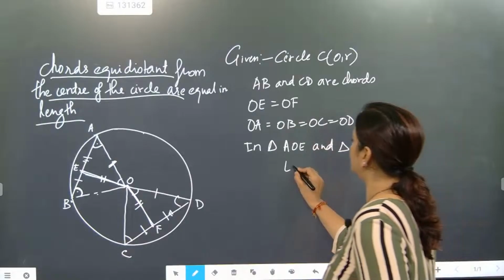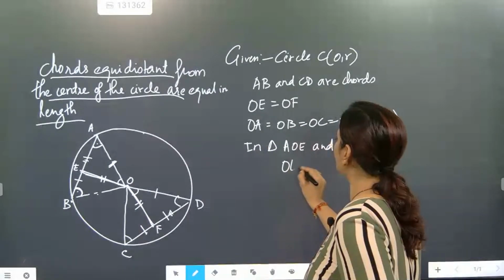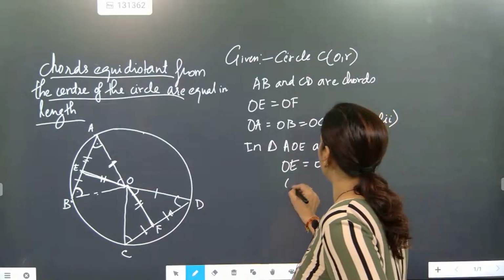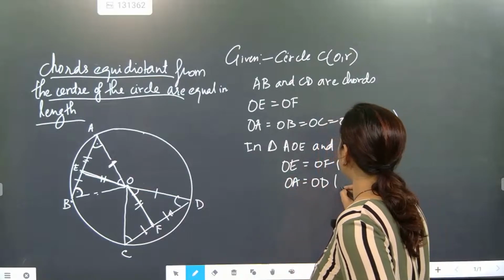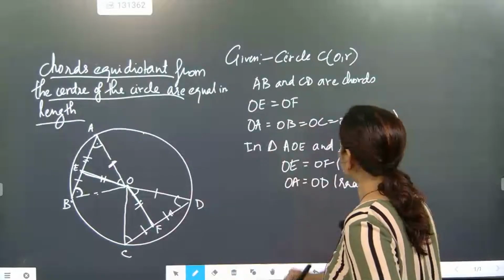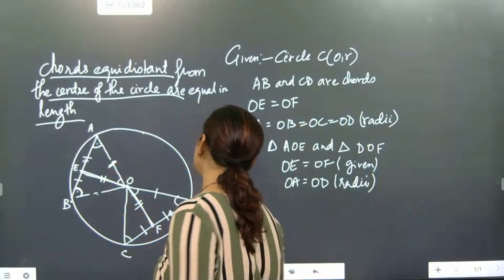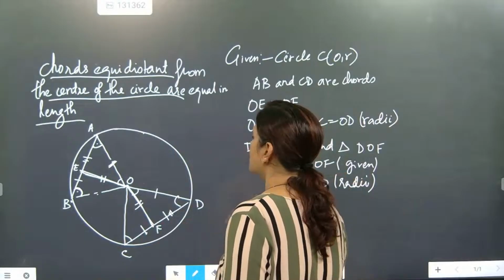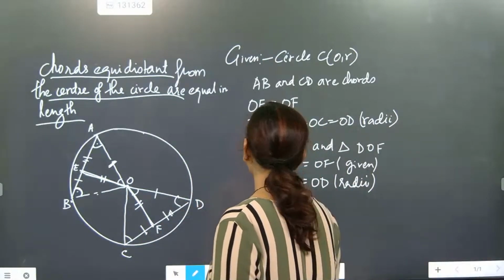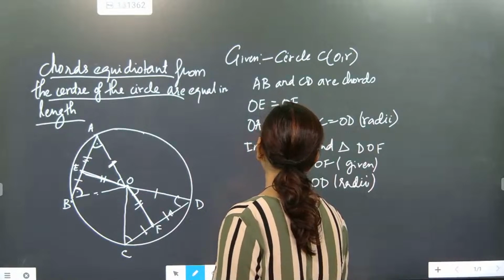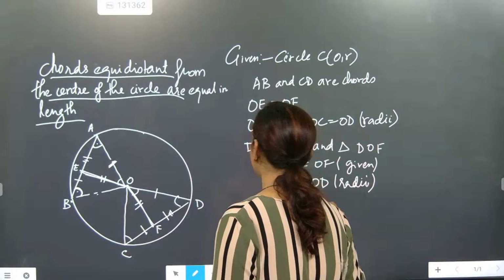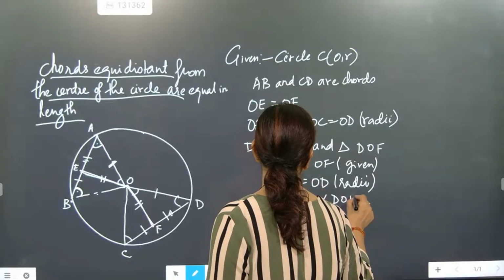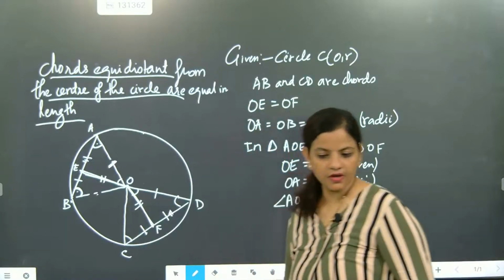DOF, OE is equal to OF. This is given. Okay. OA is equal to OD, that is radii. These two things are given. Now AE is equal to FD. AE is equal to, we will take angle only, better we will take angle. Angle AOE is equal to angle DOF. Okay, they will be equal.